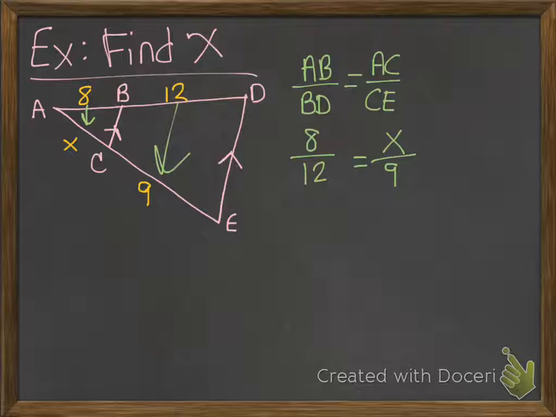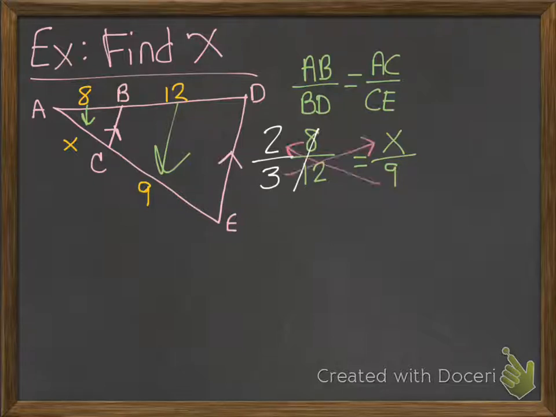What do I do next? I'm going to simplify first. What goes into 8 and 12? 4. 4 goes into 8 2 times and 12 3 times. Are we okay? All right, Robert, what do I do next? You divide 3 by 9? No. I'm going to say it again. I'm going to cross multiply.